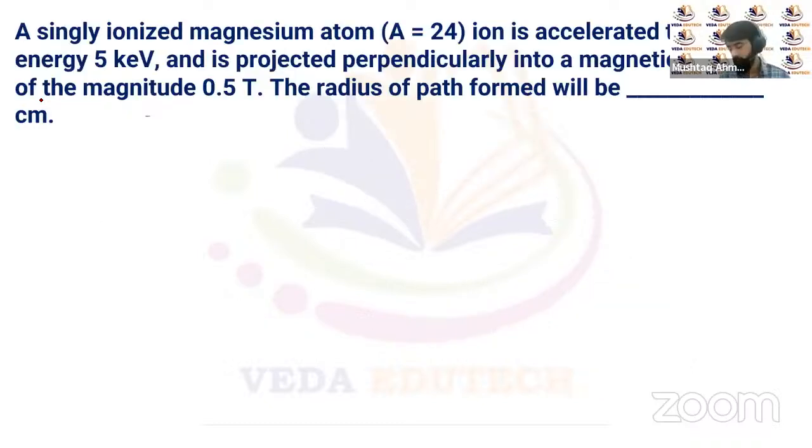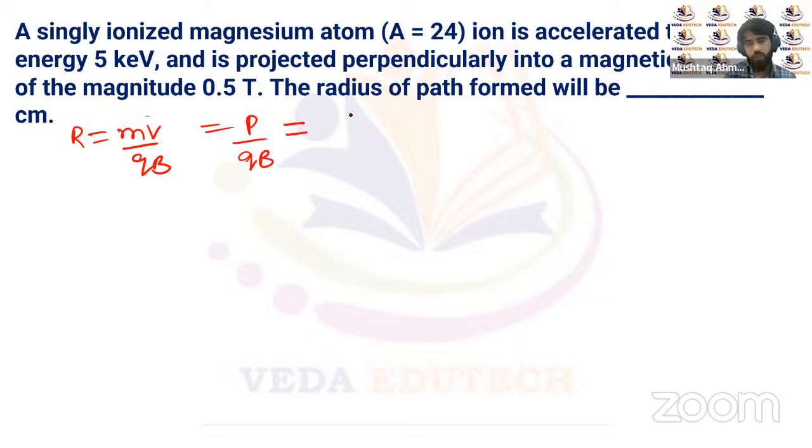Now let's move on to the next question. A singly ionized magnesium atom is accelerated to a kinetic energy of 5 kilo electron volts and is projected perpendicularly into a magnetic field B of magnitude 0.5 Tesla. The radius of the path followed will be? We know the radius is given as mv upon qB. We can write this also as momentum upon qB. Now we can write momentum in terms of kinetic energy, so the radius is under root of 2 m KE upon qB.